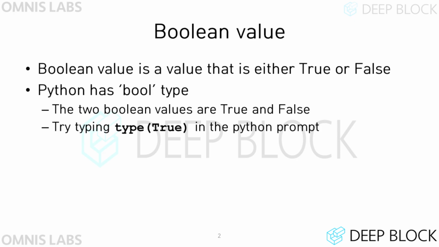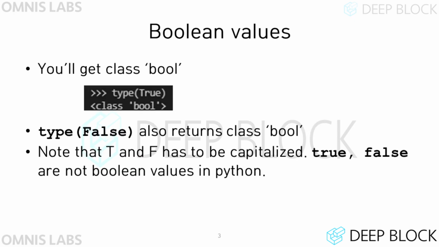Try typing type(True) in the Python shell. When type(True) is entered, class bool is printed as shown. The same happens for type(False). However, in Python, lowercase true and false are not treated as bool types. So when you want to use a bool value, the first letter of the value must be capitalized.